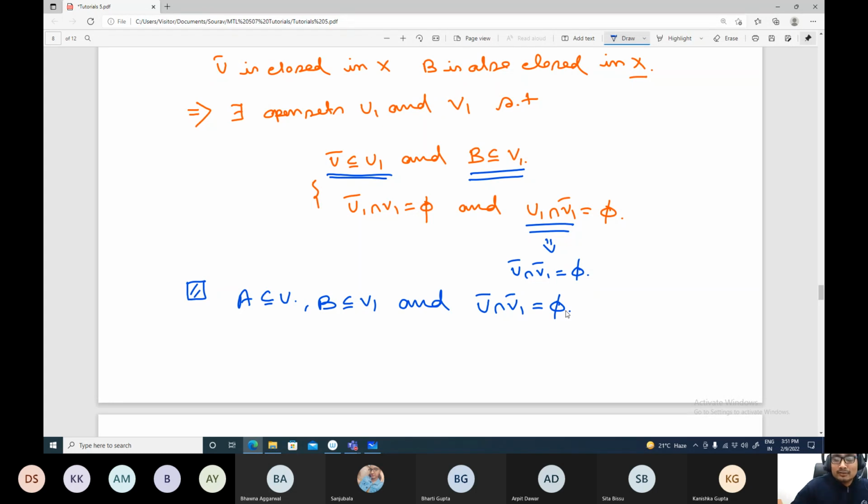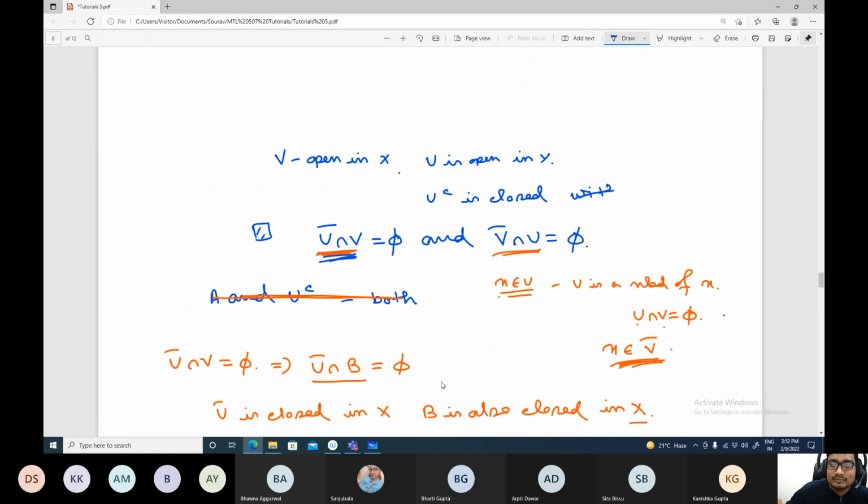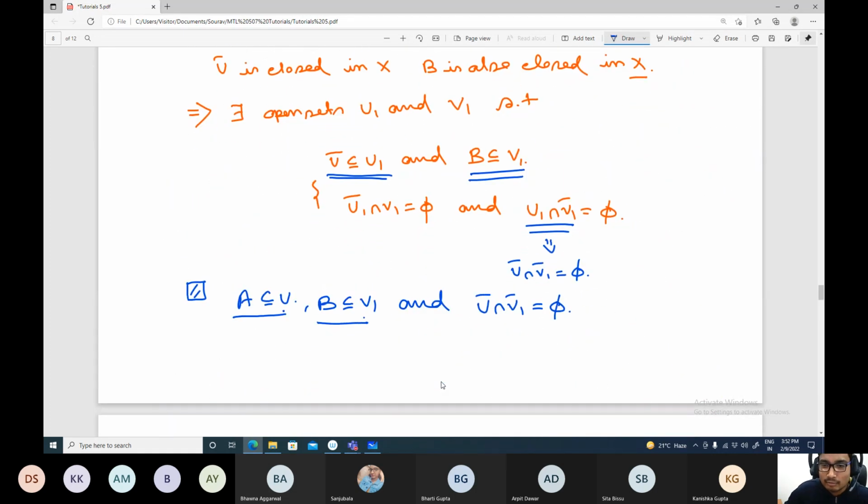Have we got the final result? There exist open sets U and V1 such that A is contained in U, B is contained in V1 and their closures have the empty intersection. Fine. Is the converse true?